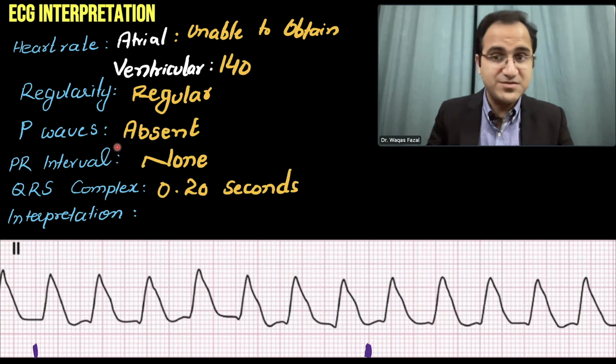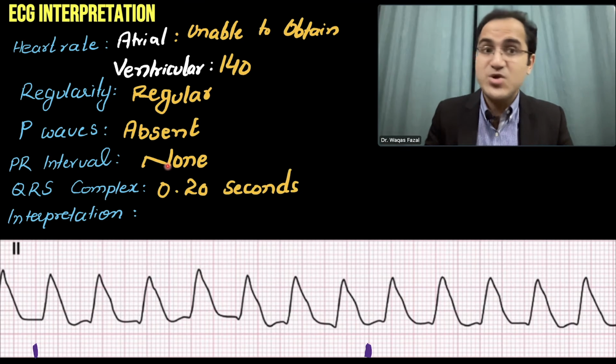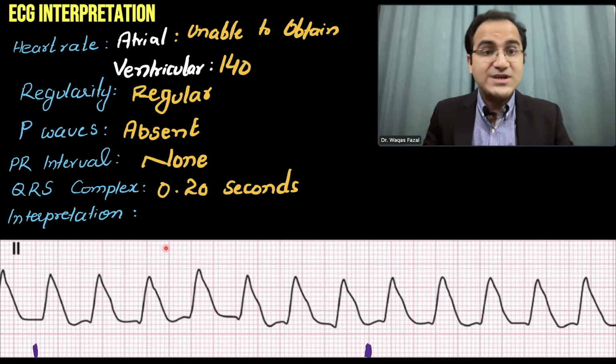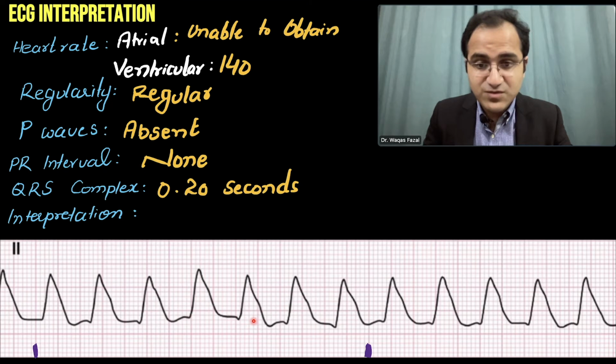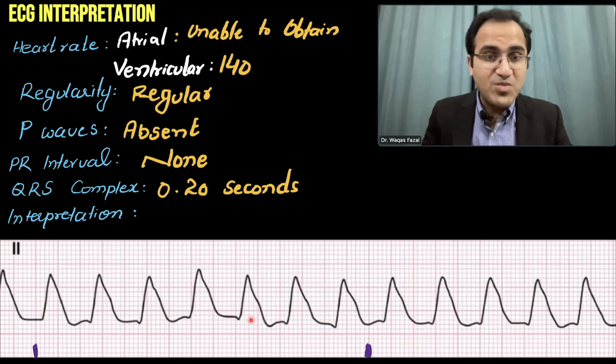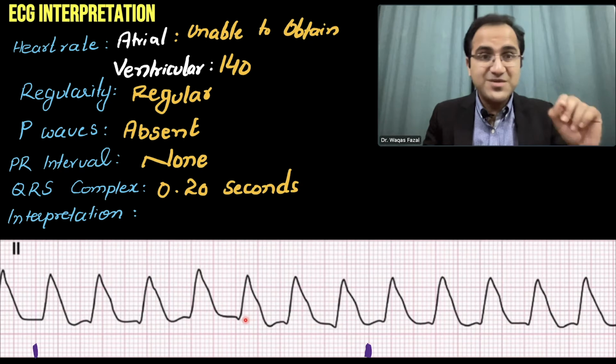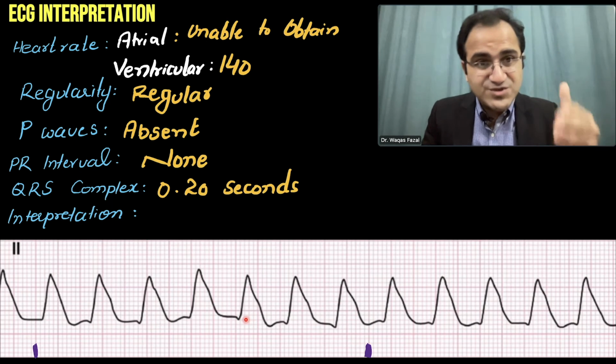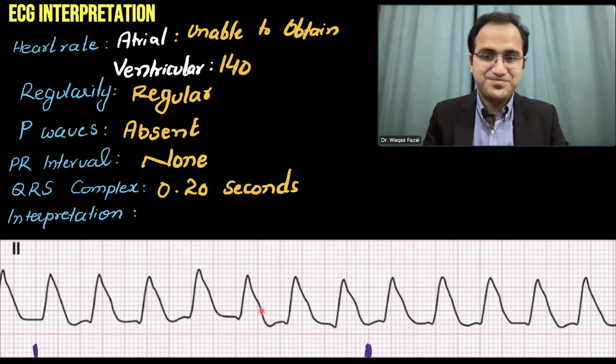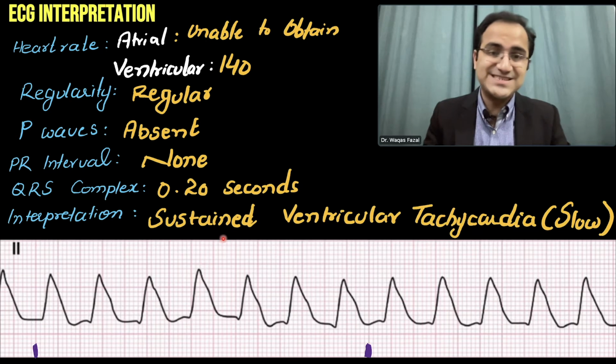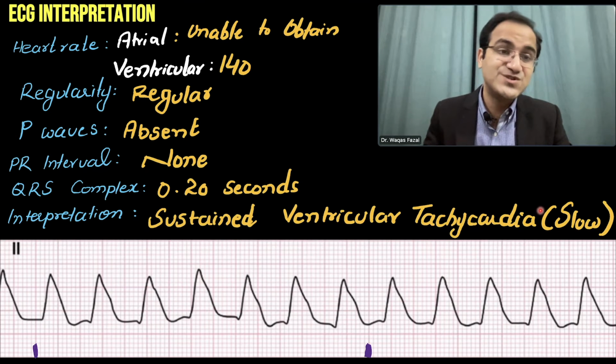Regularity is regular. The P waves are absent. PR interval cannot be determined. Now let's look at the QRS complexes. The QRS complexes are huge over here. We count 1, 2, 3, 4, 5 small boxes. 5 multiplied by 0.04 is 0.20 seconds. Interpretation is sustained ventricular tachycardia, which is slow because the heart rate is 140.